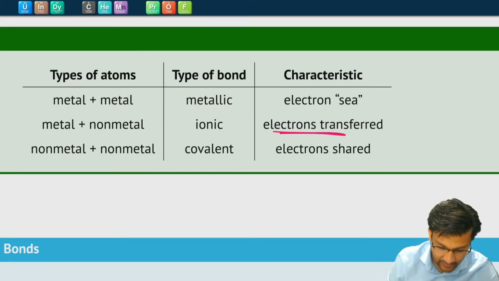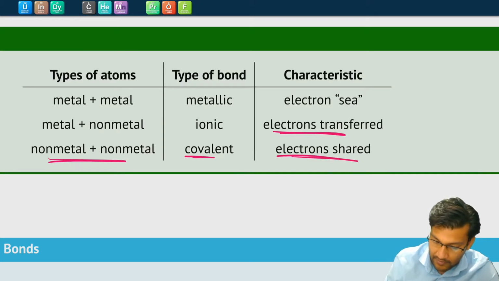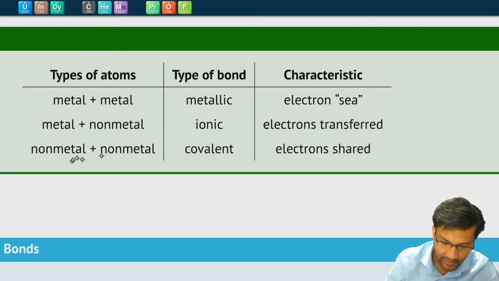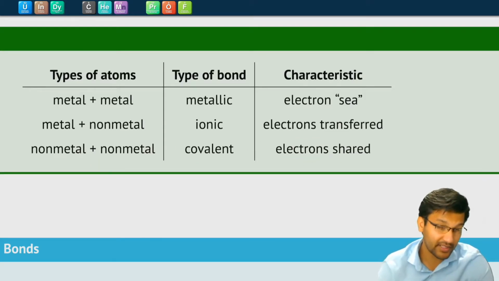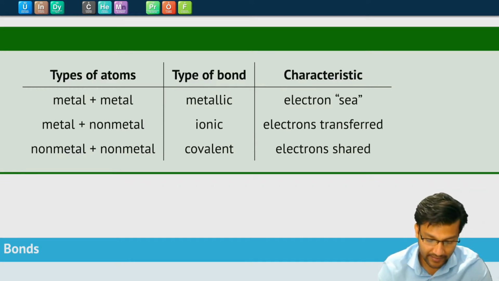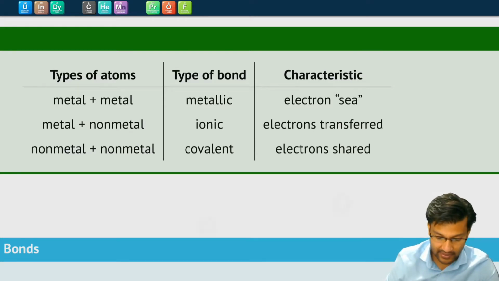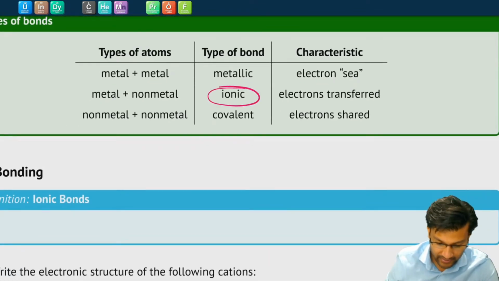And then for nonmetals and nonmetals, they form what we would call covalent bonds because the electrons are equally shared between them. As we'll go through this chapter, we'll learn that it's a little bit more complicated than just these simple descriptions, and we'll see exactly why that is. And we'll start with the idea of an ionic bond.